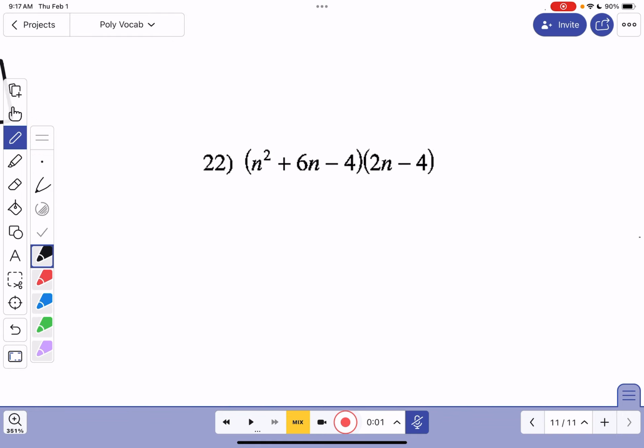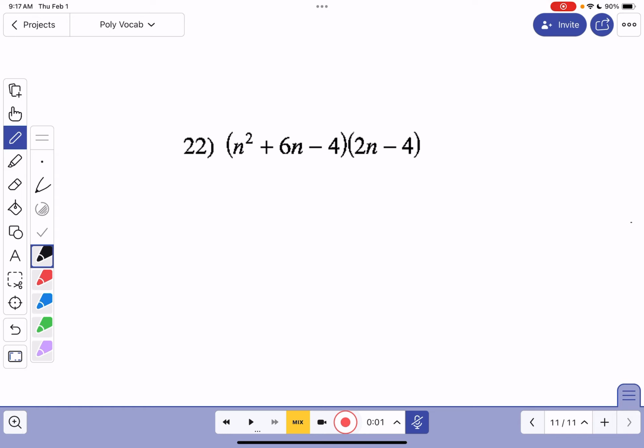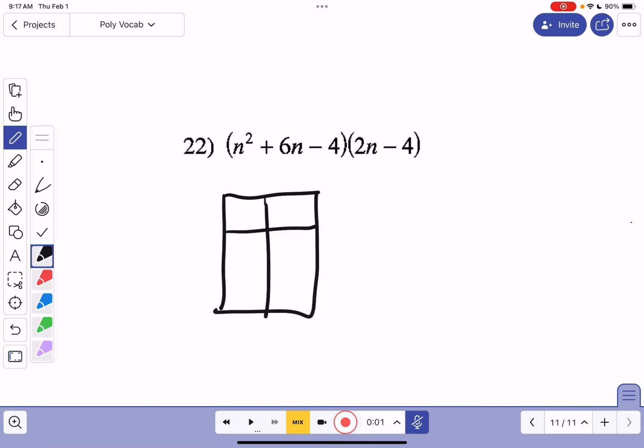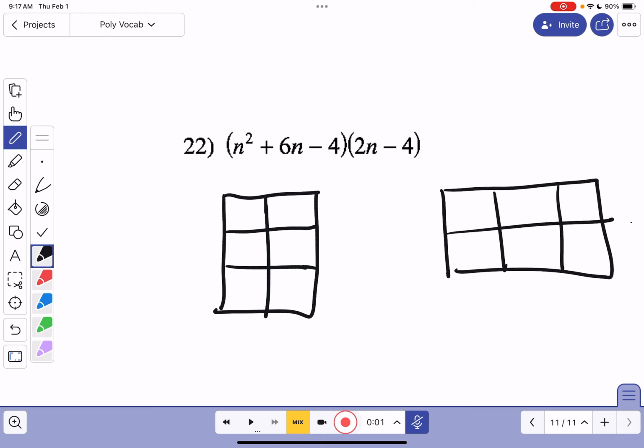I'm going to do number 22. The order doesn't matter. You could take this box and make it 3 by 2 because the first one was 3. Or you can make it 2 by 3 like before. That's completely up to you. What matters is that you match the 3 terms on the side with 3 boxes. And you match the 2 terms on the side with 2 boxes.